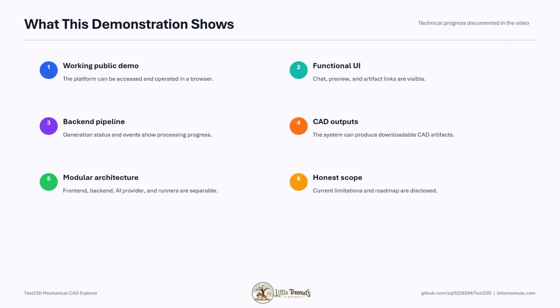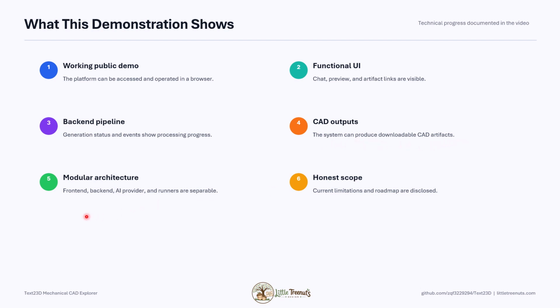Finally, as a summary, what this demonstration shows. First, we show the working public demo: the platform can be accessed and operated in a browser. We show the functional UI: it can chat, preview, and the artifact links are visible. And we show the backend pipeline: the generation status and events show processing progress. And we have shown CAD outputs: the system can produce downloadable CAD artifacts.